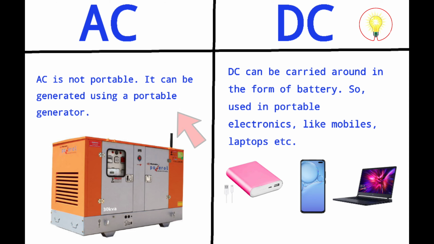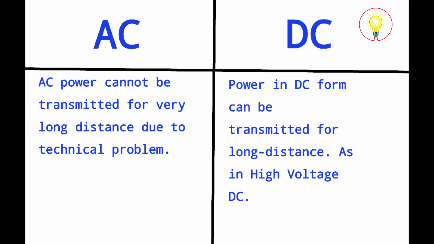Comparison number 6. AC is not portable. It can be generated using a portable generator. Look at the DC column. DC can be carried around in the form of a battery, so it is used in portable electronic devices like mobiles, laptops, etc.